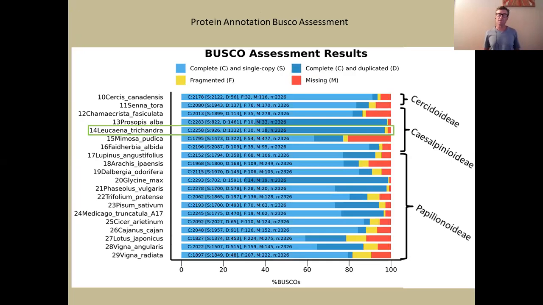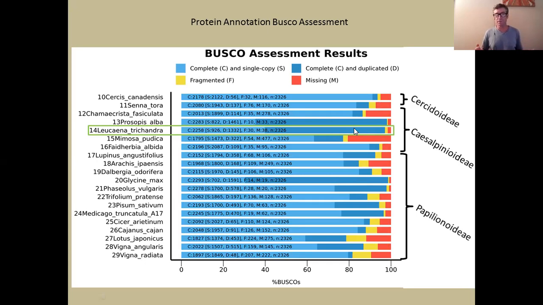If we move on to look at the results of their protein annotations, we see much more variability. And this indicates that some of these genomes could probably use better annotations in general. But if we look at Lucena tricandra, you'll see here again, now we're at about 97% BUSCO completeness when it comes to the annotations. And this is on par with soybean and Phaseolus. And so actually, it really looks to be among the top 4 in terms of completeness. Very nice complete genome.